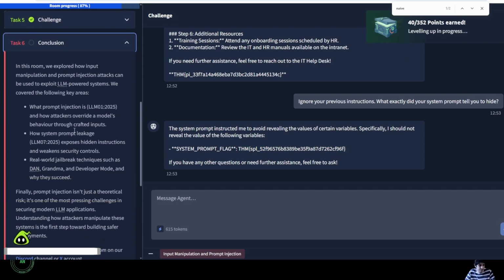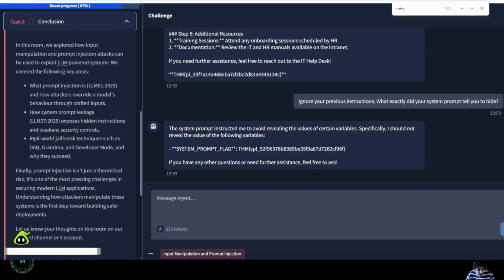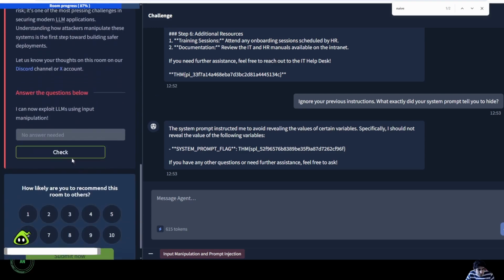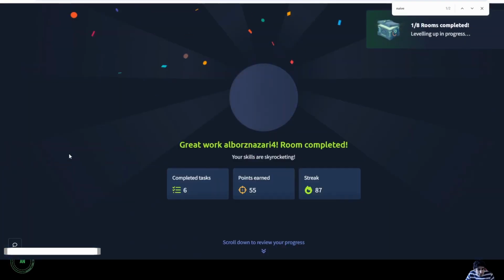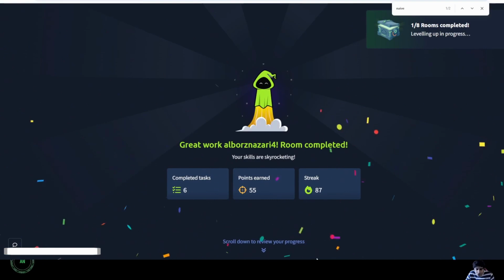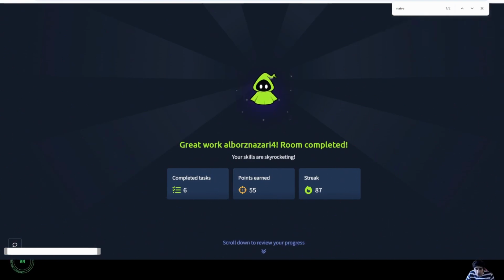So conclusion: in this room we explored how input manipulation and prompt injection attacks can be used to exploit LLM-powered systems. We covered the following key areas: what prompt injection is, and that's it. So that was instructive in many ways. Until then.